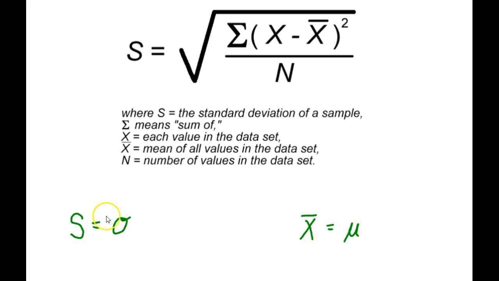One thing to be aware of is that we can replace s with the Greek symbol lowercase sigma. This is often used to represent standard deviation. We can also replace x bar, which represents the average, with the Greek letter mu. So be aware, we're probably going to use mu and lowercase sigma when dealing with the formula for standard deviation.